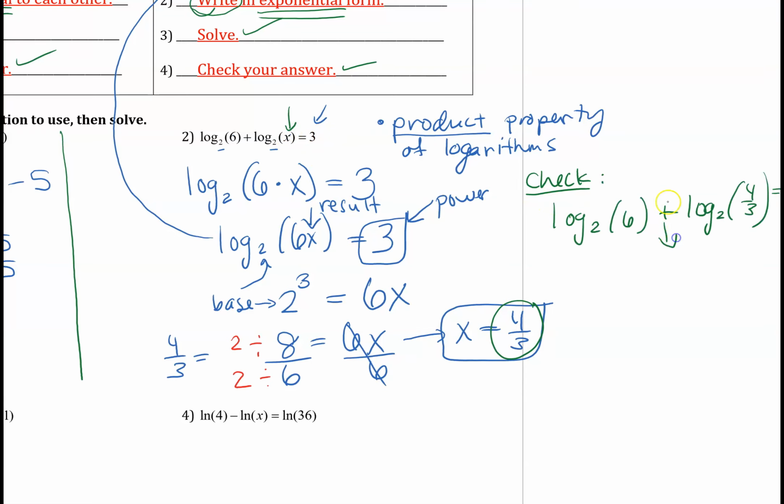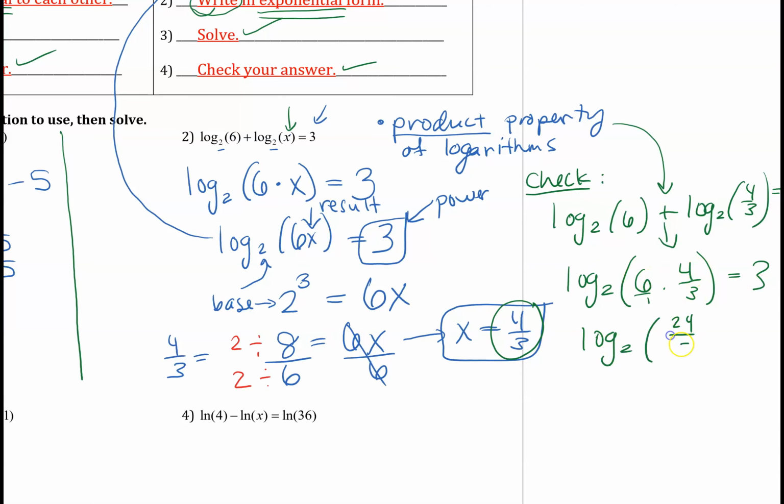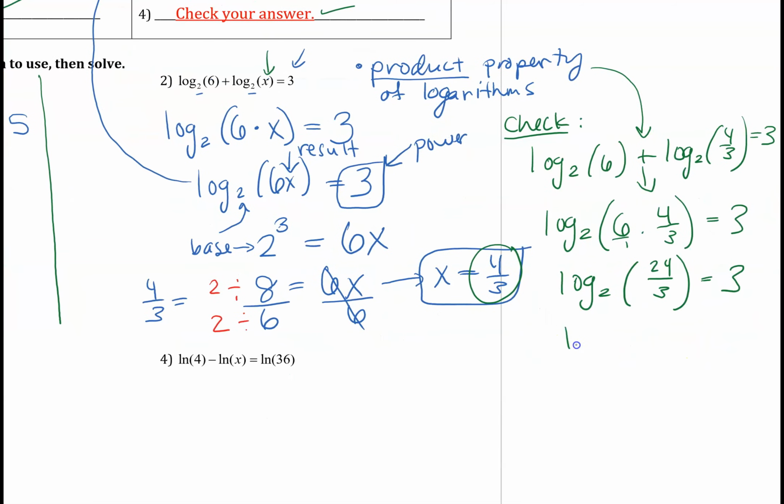So again, I'm going to use the product property of logs to combine these. The log base 2 of 6 plus the log base 2 of 4/3 is the same thing as the log base 2 of 6 over 1 times 4/3. So that would be 24 over 3, because you just multiply the fractions straight across. 24 over 3 is the same as 8.